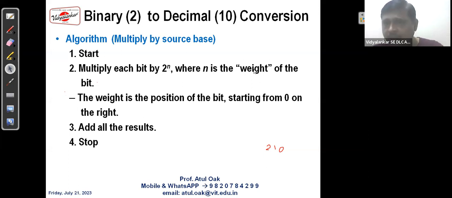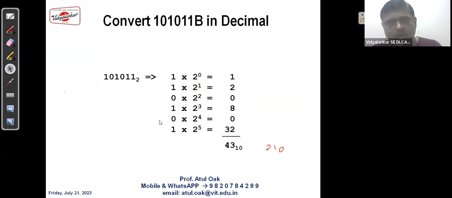Okay. Just now I have talked about weight. That means position 0, 1, 2, 3. Okay. And what you have to do, you have to add all these particular products. So every bit you will multiply by weight 2 raised to n, and all these products you will add to get final result. Okay, so you have to repeat this multiplication depending on how many bits are there. Okay, let's see how we do it.